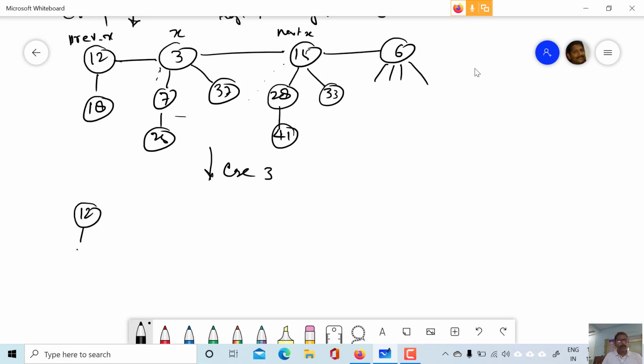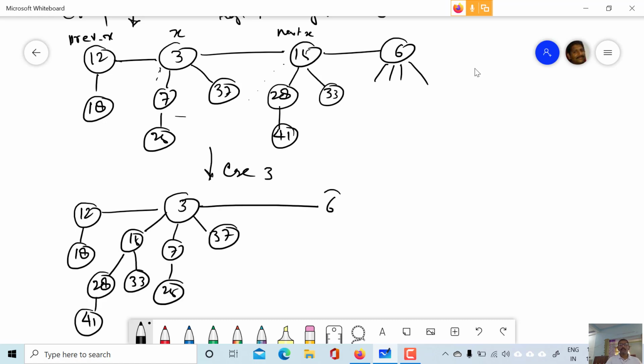So 12 and 18 will be there. After that 3. After that 6 was already there and its degree was 4. Okay, so this will be the new tree. Is it okay now? One has degree 3 and the other has degree 4. So this will be the new X, this will be the next of X, and this will be the previous of X.